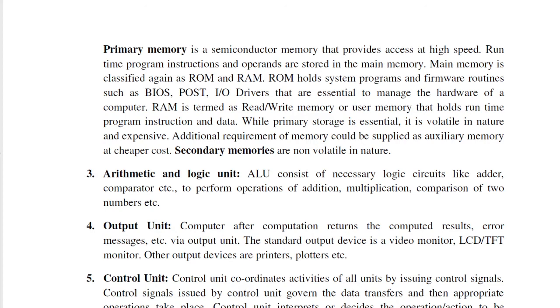ROM holds system programs and firmware routines, such as BIOS. We also have POST and the input-output drivers that are essential to manage the hardware of a computer, whereas RAM is termed as read or write memory or user memory that holds runtime program instructions and data. Basically, primary storage is essential. It's volatile in nature and expensive. Additional requirement of memory could be supplied as auxiliary memory at cheaper cost. Secondary memories are non-volatile in nature.